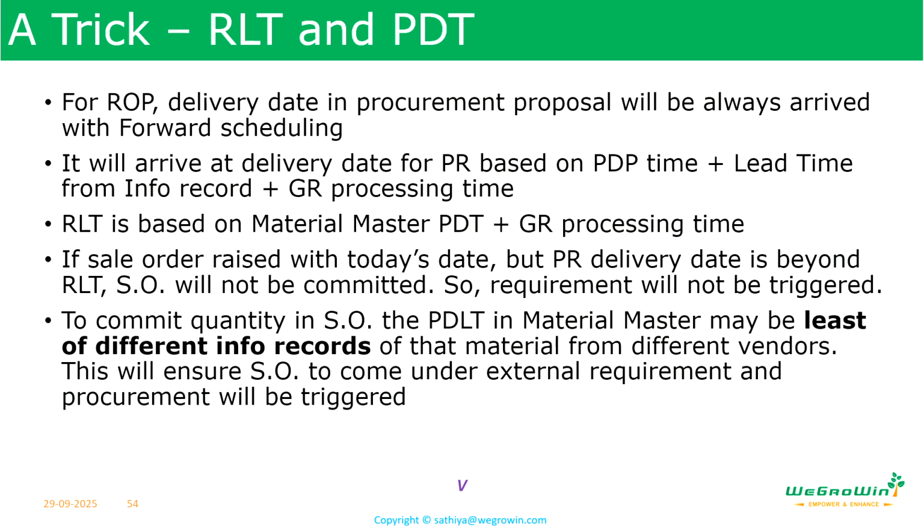In case an info record lead time is more than the planned delivery lead time in a material master, then the delivery date in PR generated for that item with that vendor will be beyond the replenishment lead time. Its purchase order will also have the same delivery date. So if there is a sale order with today's date, but PR and PO delivery date is beyond replenishment lead time, the availability check for the sale order will not be committed because it is beyond the replenishment lead time. So that sale order requirement will not be triggered for further planning. I mean, it will not be considered for further planning.